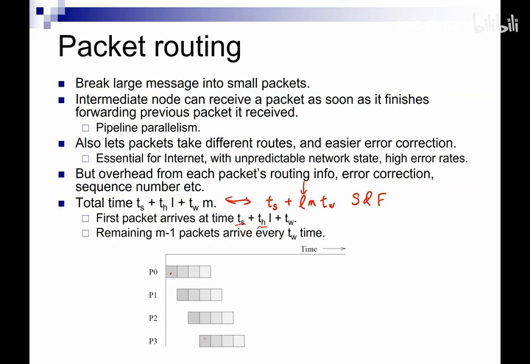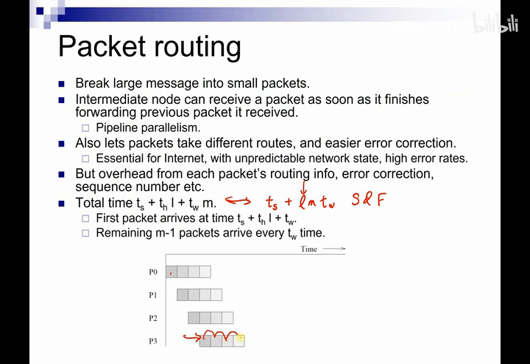And then let's assume that the packet only has a size of 1. Therefore the time to transfer this packet, because it has a size of 1, is just going to be T_W. So by this time, T_S plus T_H times L plus T_W, the first packet will have arrived at the destination.